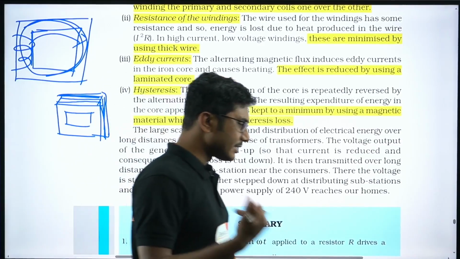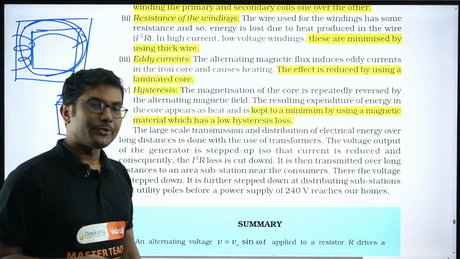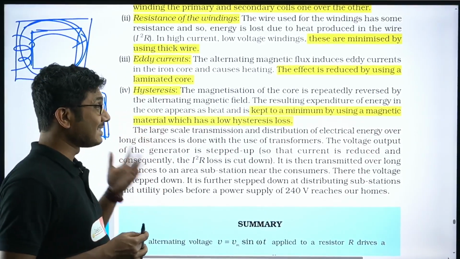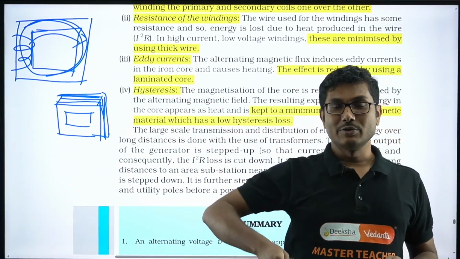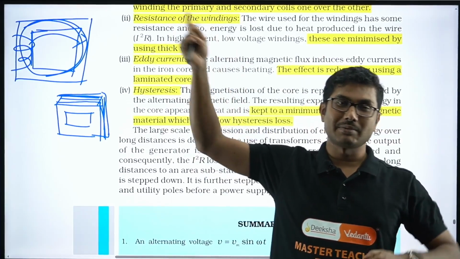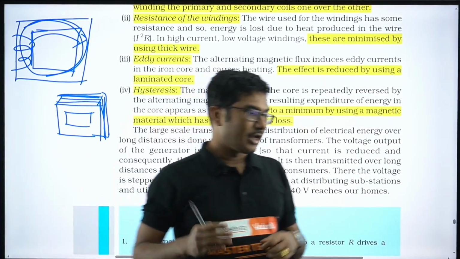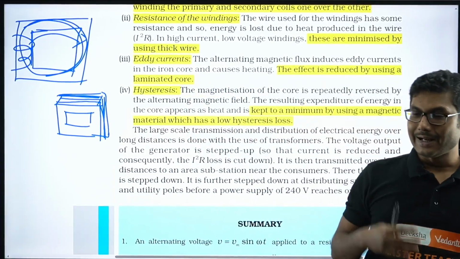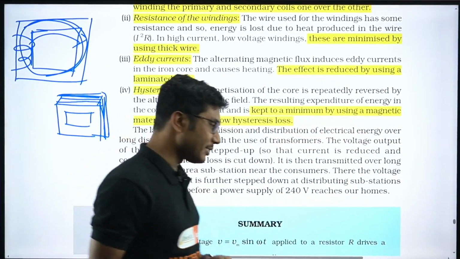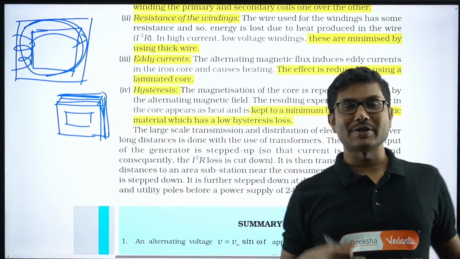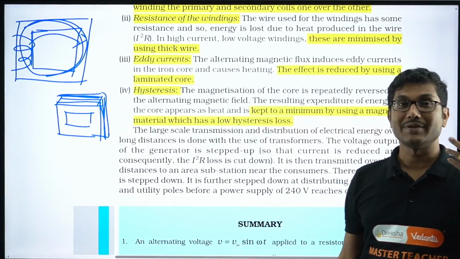Another is hysteresis. About hysteresis, the hysteresis part is completely deleted from your syllabus. What is hysteresis? Basically, when the current is going maximum, then 0, then minimum, again 0, then again maximum, the voltage is changing direction. Similarly, the current is also changing direction. Due to this changing direction of current, the magnetization of the core material also changes every second. 50 Hz means the current changes direction 50 times every second. Similarly, the magnetic field also changes its direction 50 times every second, right?